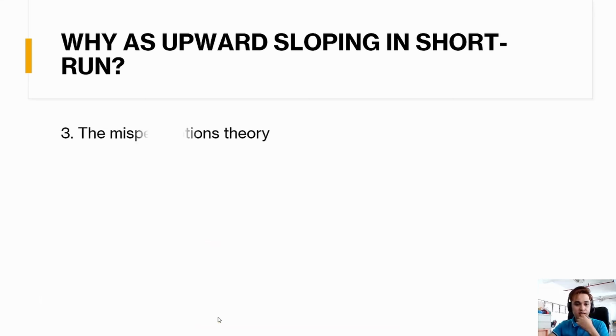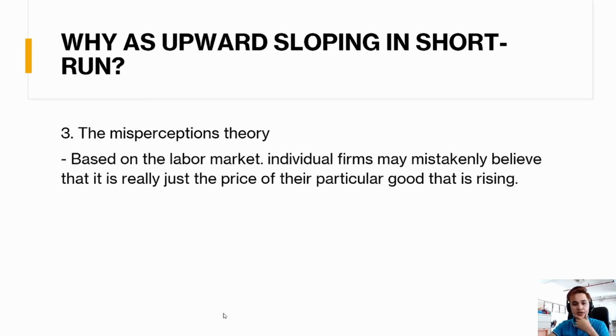Alright, last, the misperception theory. Now, this theory here is also based in the labor market, where individual firms may mistakenly believe that it is really just the price of their particular good that is rising. So how this theory works in confirming why our AS curve is upward sloping. So let's say that there's an inflation, a price increase.